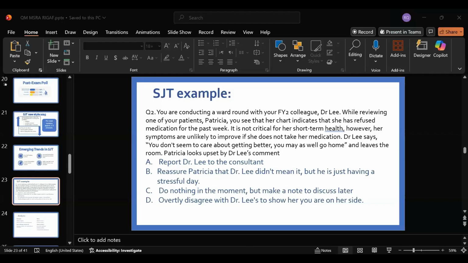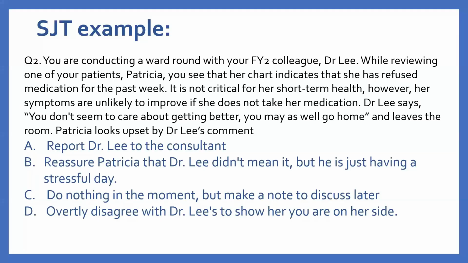Okay. SJT example. You are conducting a ward round with your FY2 colleague, Dr. Lee. While reviewing one of your patients, Patricia, you see that her chart indicates that she has refused medication for the past week. It is not critical for her short-term health. However, her symptoms are unlikely to improve if she does not take her medication. Dr. Lee says, "You don't seem to care about getting better. You may as well go home," and leaves the room. Patricia looks upset by Dr. Lee's comment.